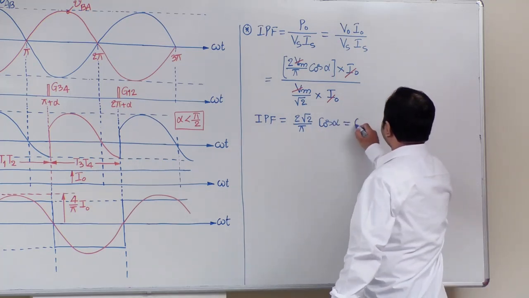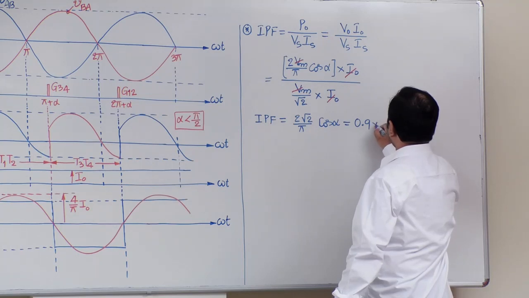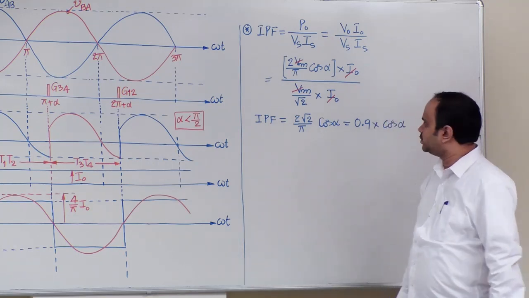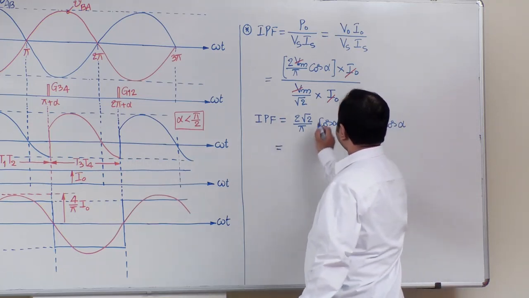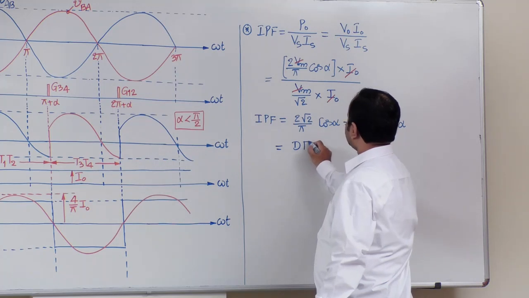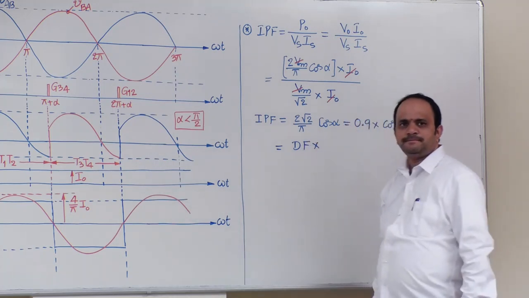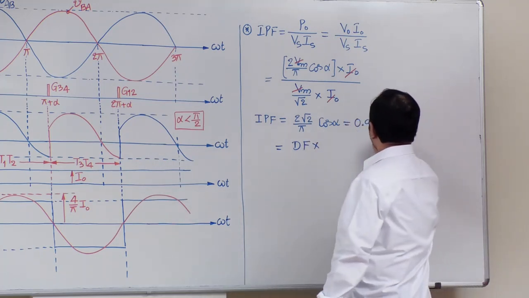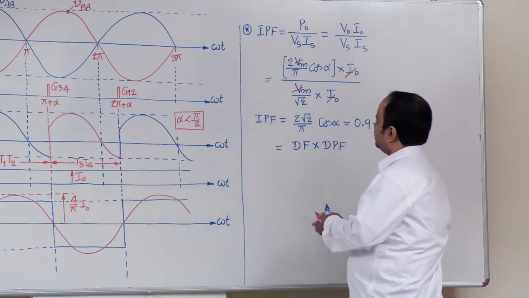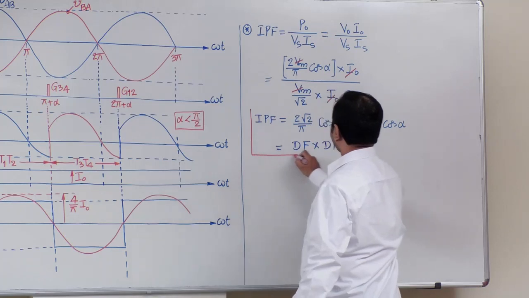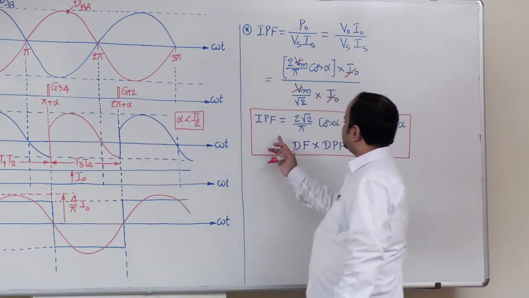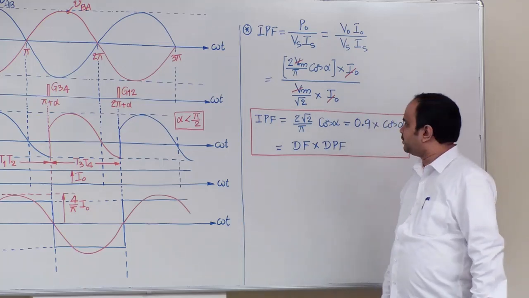In other words, 0.9 into cos alpha. In other words, 2 root 2 by pi, or 0.9, we can write as the distortion factor multiplied with cos alpha, that is the DPF. Okay, fundamental input power factor or displacement power factor. This is the definition for input power factor.